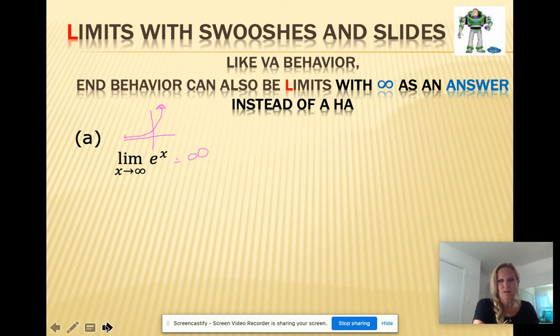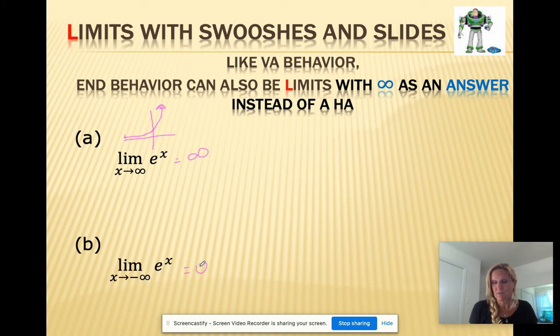But on the other side, what's the limit of e to the x as you go to negative infinity? That is 0. So we do say that e to the x, which is not a rational function, has a horizontal asymptote, even though the horizontal asymptote is just on one side.